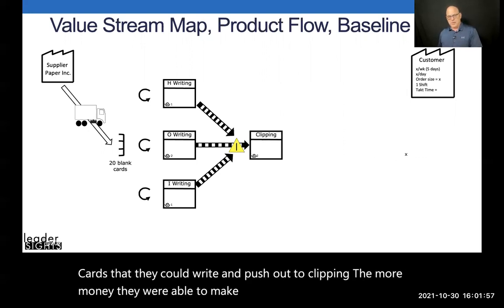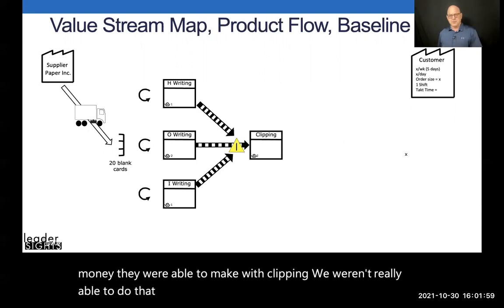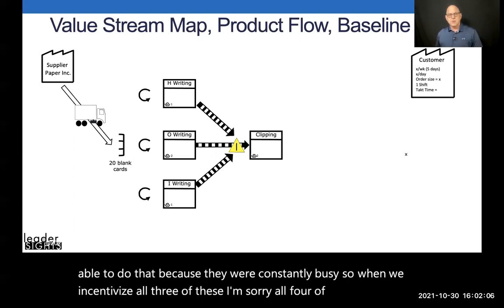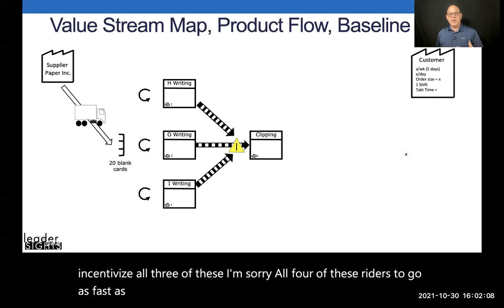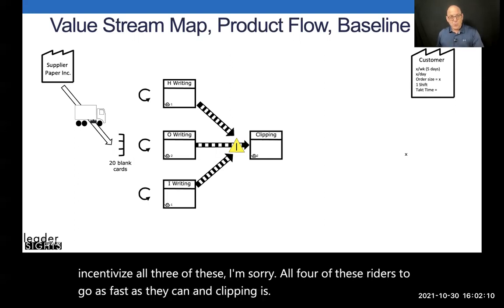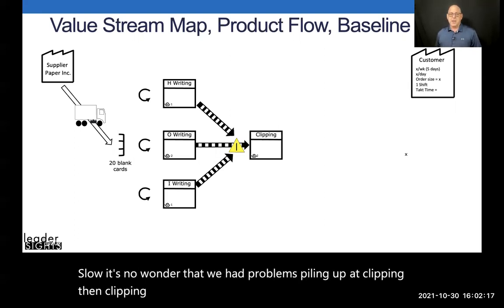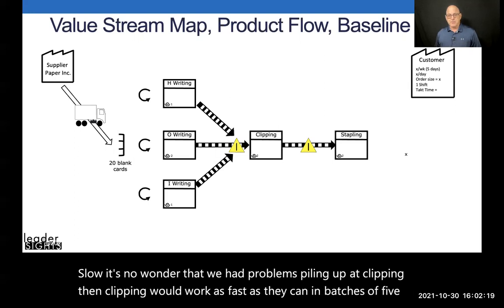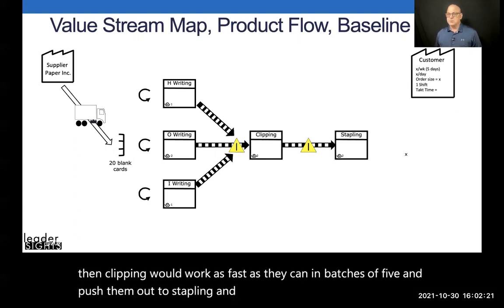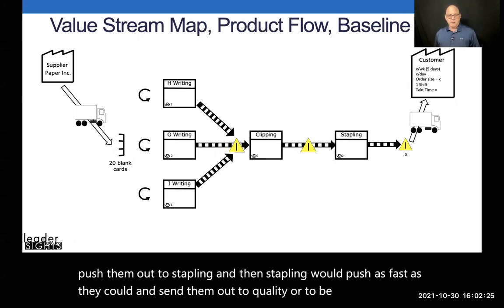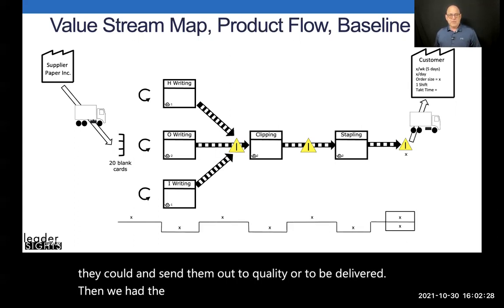With clipping, we weren't really able to do that because they were constantly busy. So when we incentivize all four of these writers to go as fast as they can, and clipping is slow, it's no wonder that we had problems piling up at clipping. Then clipping would work as fast as they can in batches of 5 and push them out to stapling. And then stapling would push as fast as they could and send them out to quality or to be delivered. And then we'd add the timeline, and that's our value stream map.